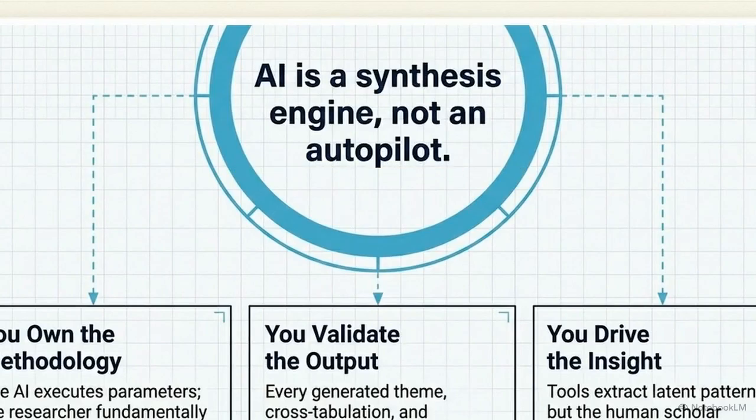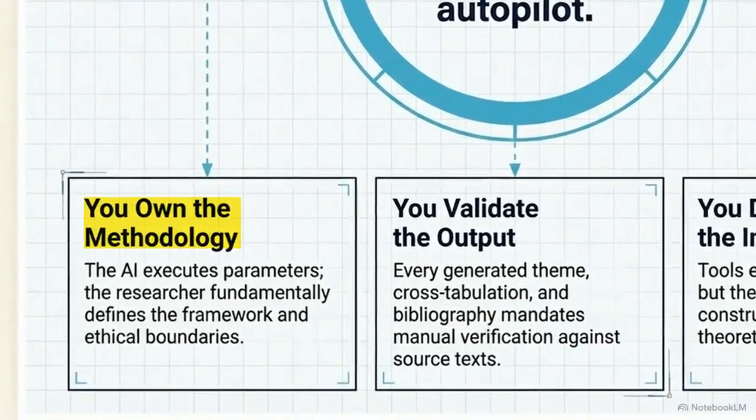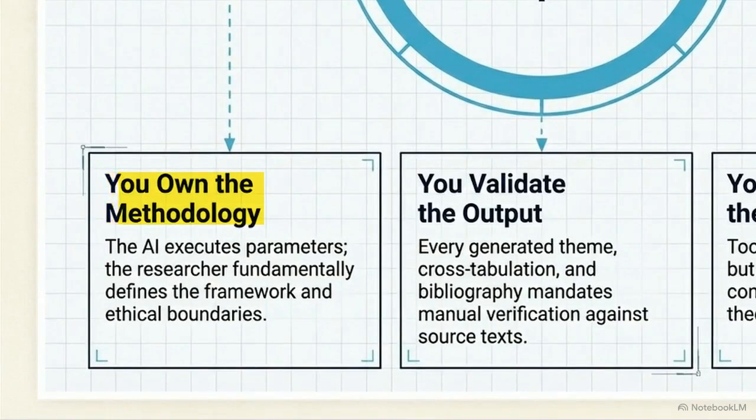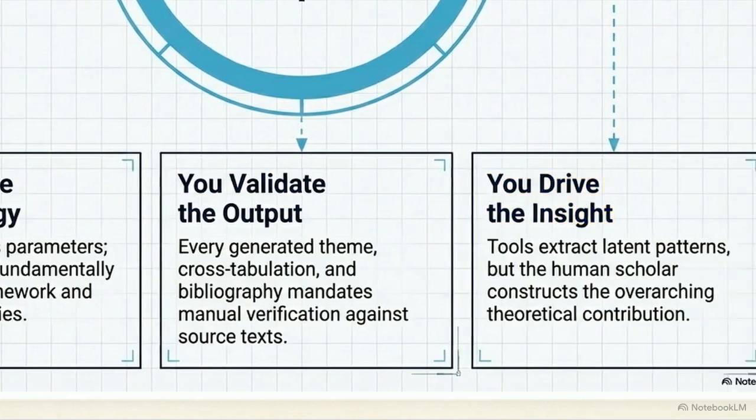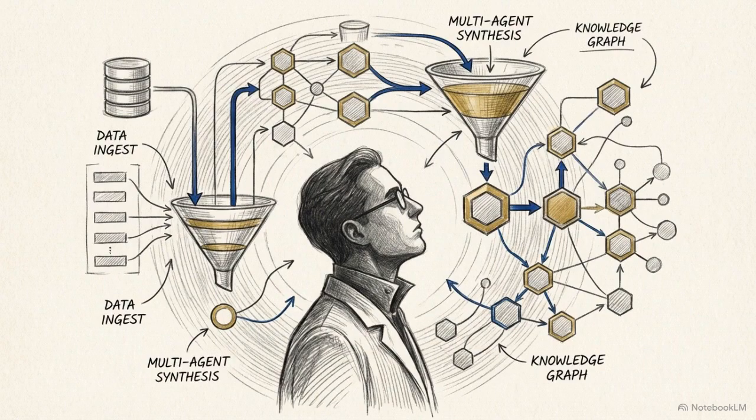The researcher defines the methodology and establishes the ethical boundaries for every query. While these agents map latent data patterns at exceptional speeds, every generated bibliography, matrix, and critique requires manual validation against the source texts. The final theoretical contribution is constructed strictly by the human driving the system. Success in this new academic environment belongs to the system architect, the researcher capable of designing and maintaining these specialized multi-agent pipelines.